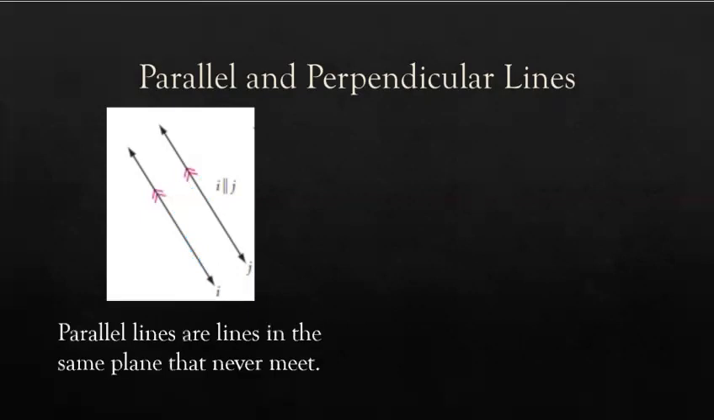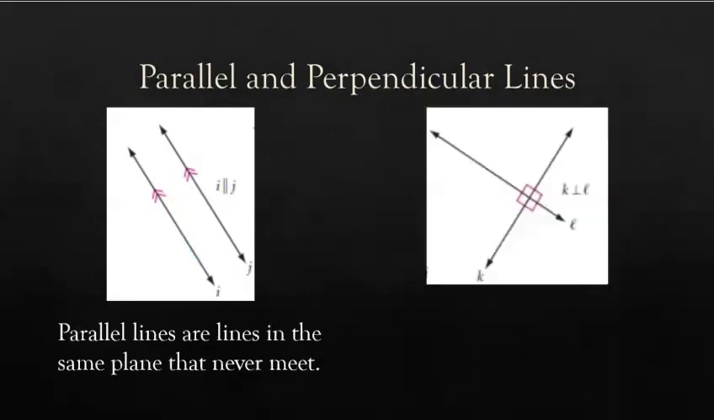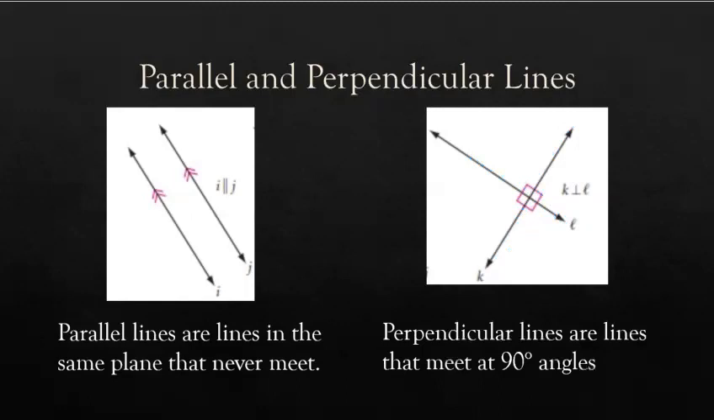What about perpendicular lines? Well, these lines cross one time and they form right angles. So perpendicular lines are lines that meet at 90-degree angles. Or you could say perpendicular lines meet at right angles, since we know that right angles are 90 degrees.